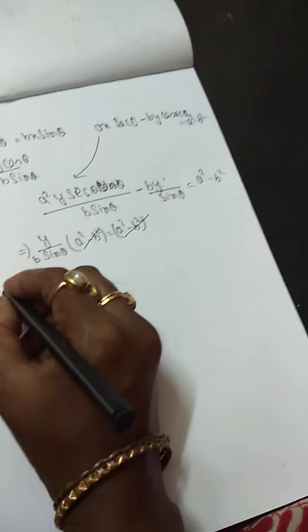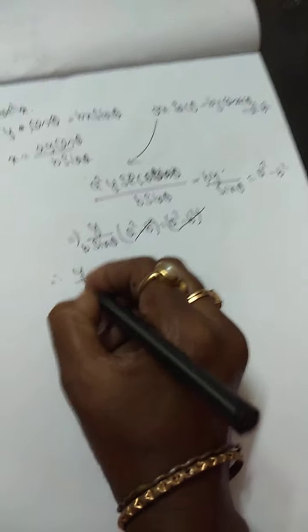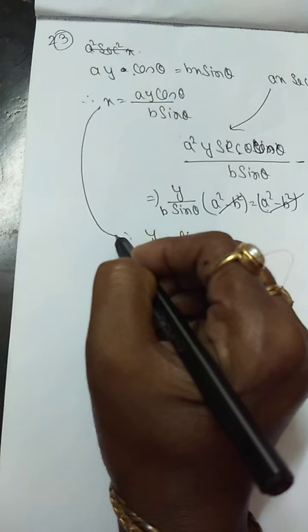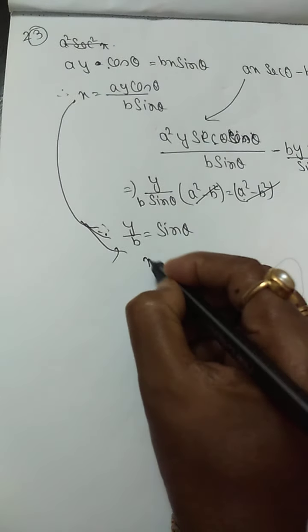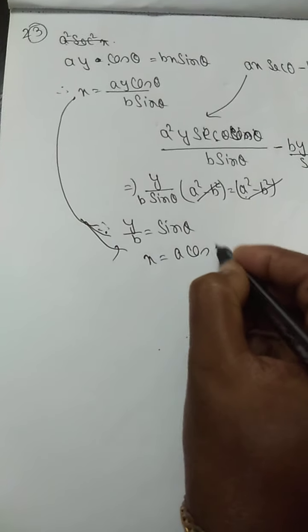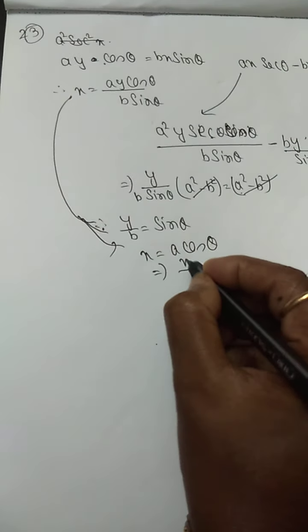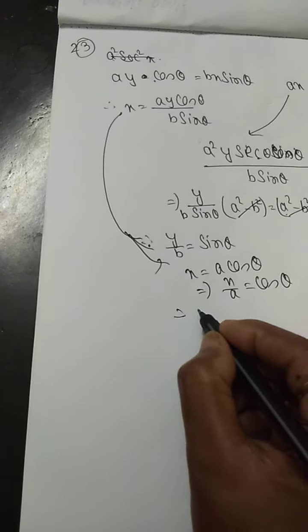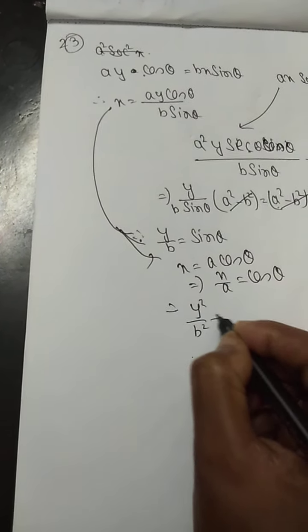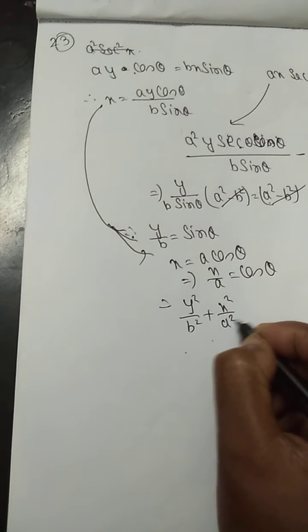So these two terms should cancel with each other. We can write y by b is equal to sine of theta. Now if I put the value of y here, we will get x is equal to a cos of theta. This implies x by a is equal to cos of theta. So therefore we can write y square by b square plus x square by a square is nothing but 1, right? So our sum is over.